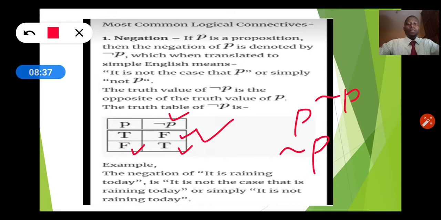Good. Now look at this example that we have here. The negation of it is: it is not the case that it is raining today, or simply, it is not raining today. That's simple negation. That's how to negate a statement. Good. That's what negation is all about.